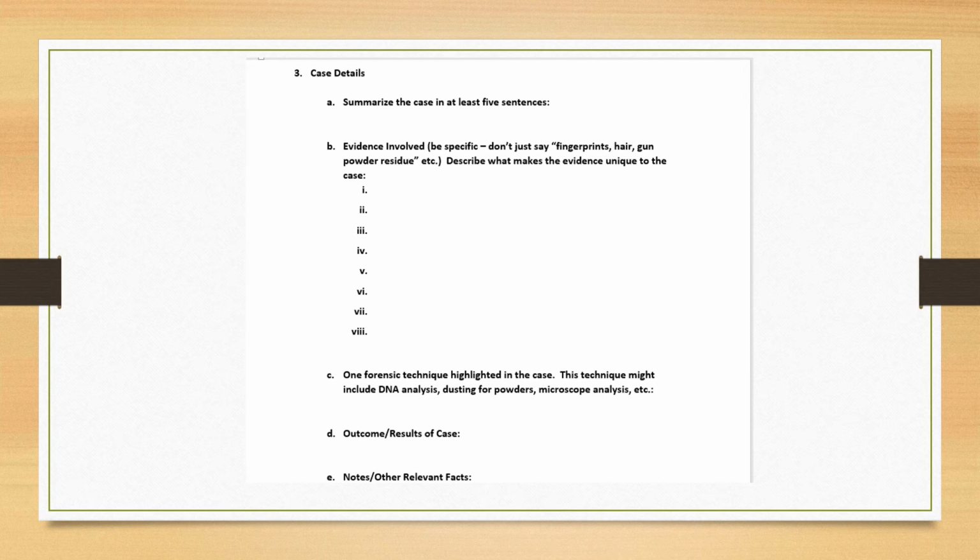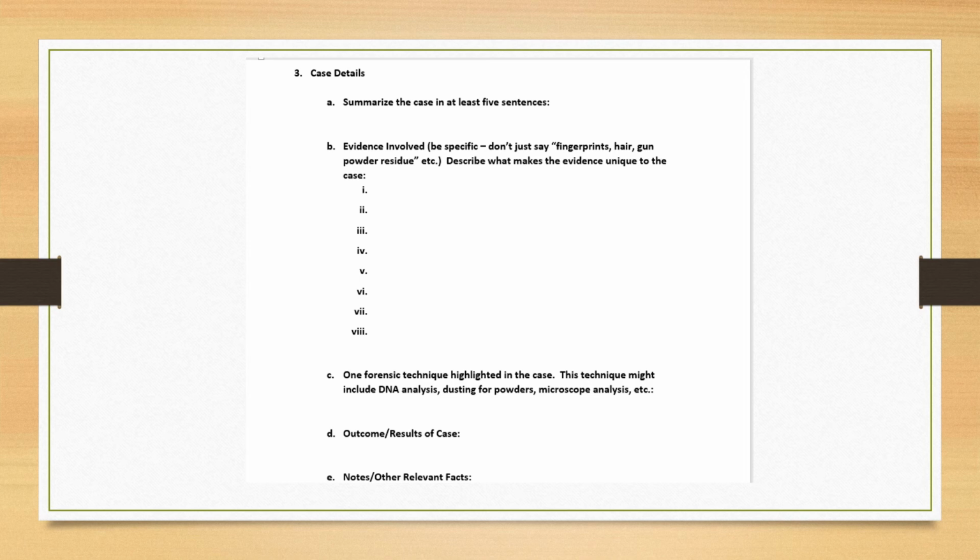The case details: summarize the case, provide evidence. And here I need you to get a little specific. Don't just say fingerprints or hair or gunpowder. Describe what made the evidence unique to the case. So was there a glove found at the site that matched another glove found on the suspect? And what was the glove made of? Be very specific in your details.